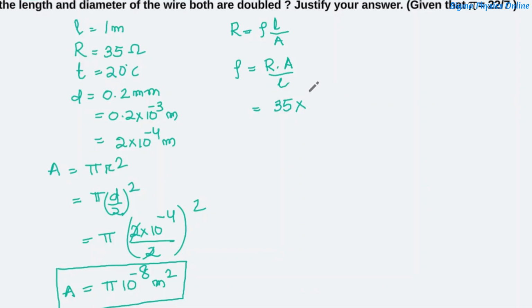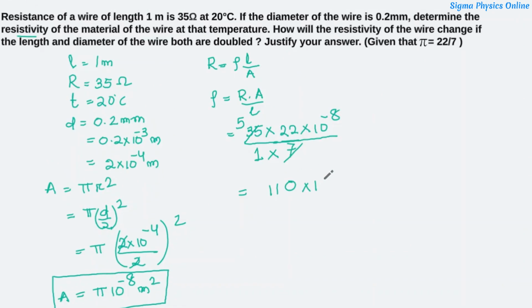So we'll substitute the value of area in this place. We'll put the value of pi as 22 by 7 into 10 to the power minus 8, divided by the length, which is given as 1 meter. So it is 1 into 7 in the denominator. Now we can cancel 35 with 7, which is 5. That comes to be 110 into 10 to the power minus 8 ohm meter, which comes to be 11 into 10 to the power minus 7 ohm meter.